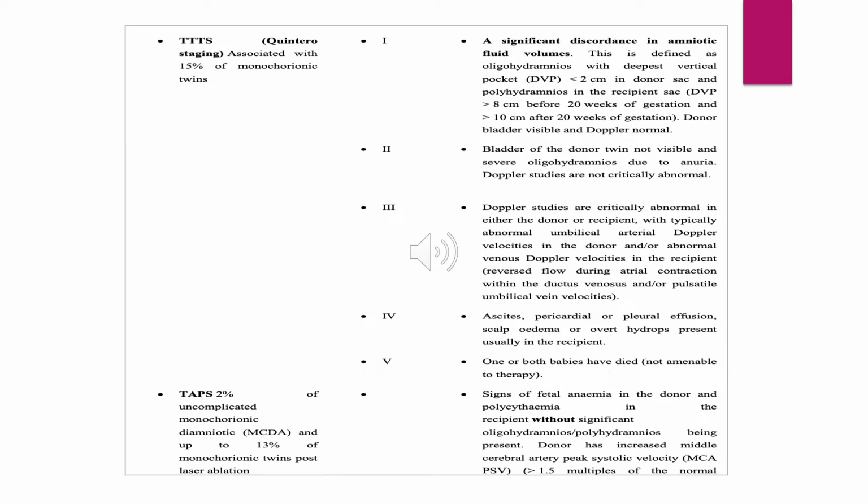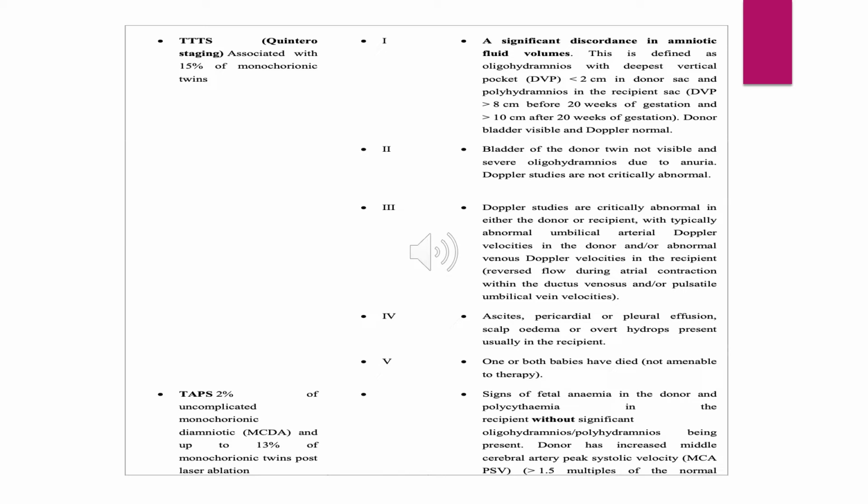In stage 3, Doppler studies are critically abnormal in either the donor or the recipient. Typically, abnormal umbilical artery Doppler in the donor and abnormal venous Doppler in the recipient, in which there is reversed flow during atrial contraction within the ductus venosus and/or pulsatile umbilical vein velocity. In stage 4, there will be ascites, pericardial effusion, pleural effusion, scalp edema, or overt hydrops, usually within the recipient. And in stage 5, one or both babies have died.